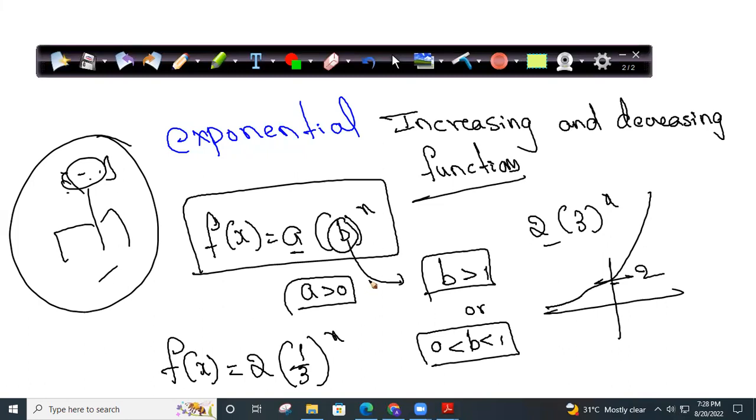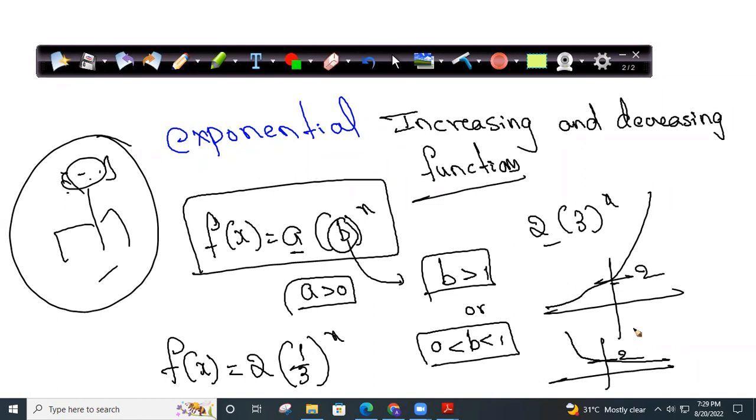So what happens to this function? It is an exponentially decreasing function. If you try to draw this graph, it looks something like this. So it passes through 2. So f of x equals 2 into (1/3) power x is an exponentially decreasing function.